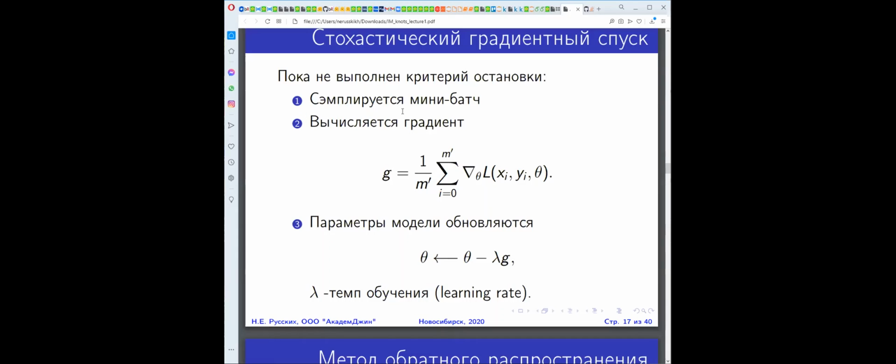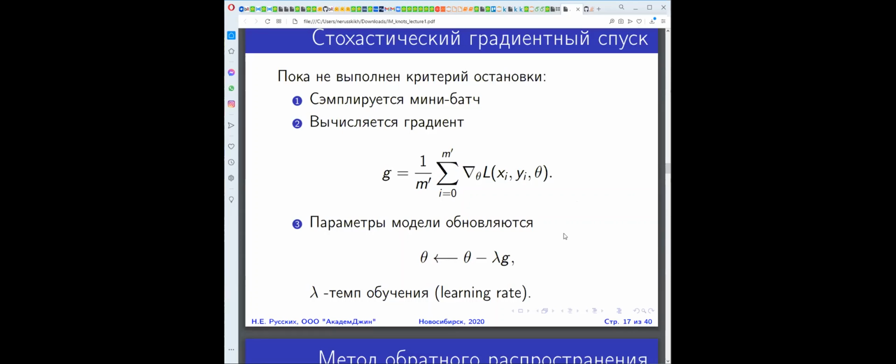While the stop criterion is not met, we sample a mini batch, estimate the gradient of the loss function on it, then update our model parameters with the gradient step. And that's pretty much it.